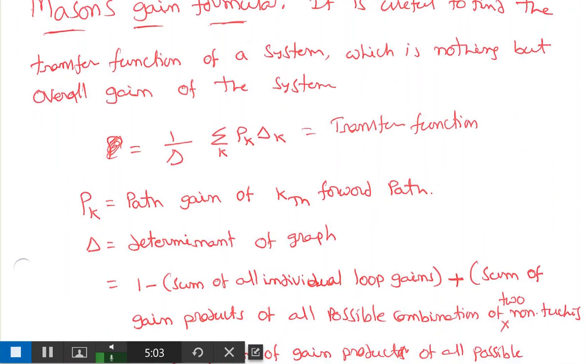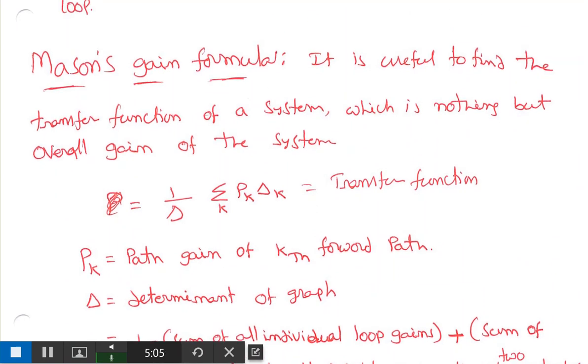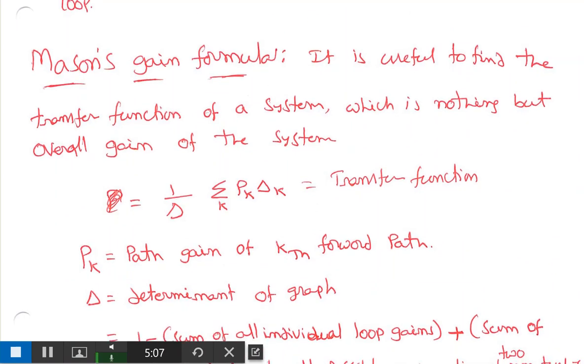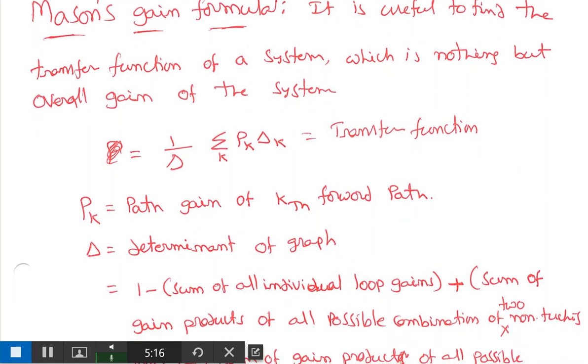So according to Mason's gain formula, the transfer function is defined as 1 over delta times the sum of P_k delta_k, where P_k is the path gain of the kth forward path. How many forward paths are there? If there are 3 forward paths, k equals 3. If 10 forward paths, k equals 10.